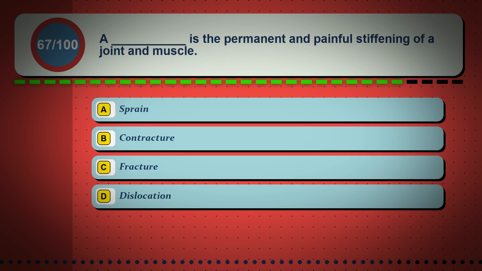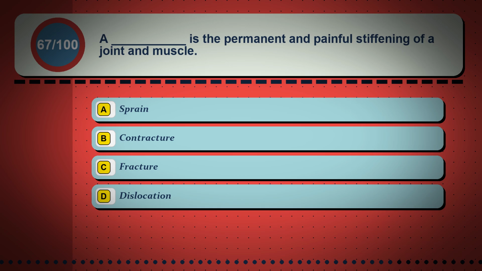Question 67. A blank is the permanent and painful stiffening of a joint and muscle. Option A, a sprain. Option B, a contracture. Option C, fracture. Option D, dislocation.